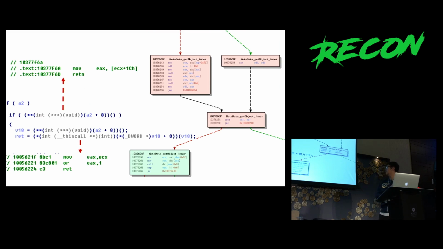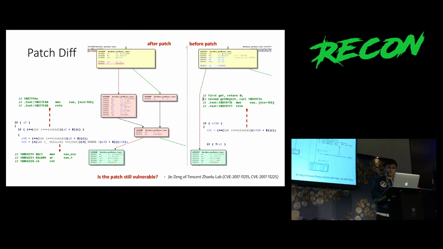After it gets the object and ORs it with 1, it returns the object type. But do you think it's a good patch? The patch will bring some potential issues. I will leave this question for you. Maybe you can find another 0-day in this same function.